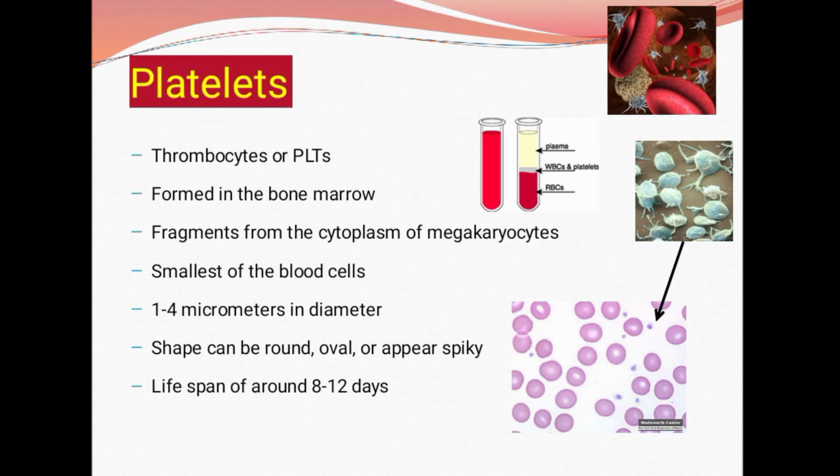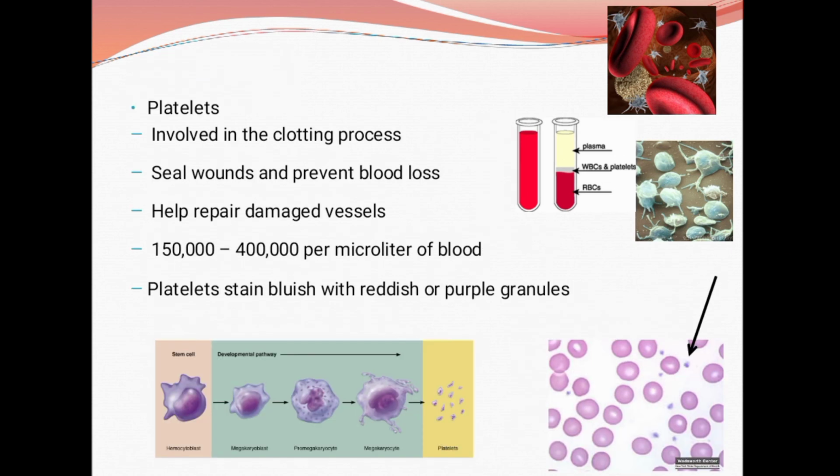So these are also formed in the bone marrow, and these are basically the fragments from the cytoplasm of the megakaryocytes, and these platelets are basically a part of megakaryocytes, and these are the smallest known blood cells, and their diameter is about 1 to 4 micrometers, and shape can be round, oval, or sometimes they appear spiky. Their lifespan is about 8 to 12 days.